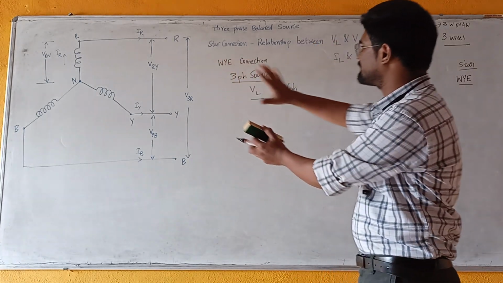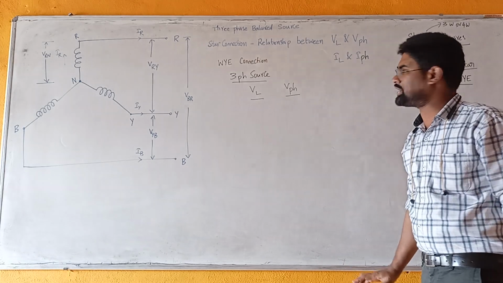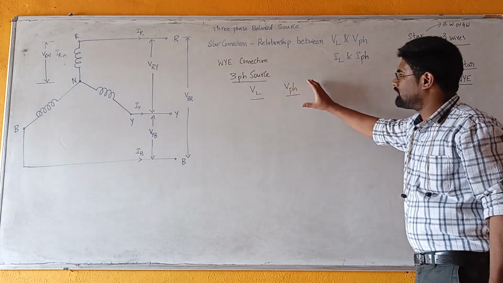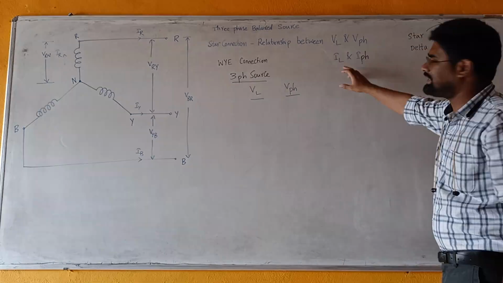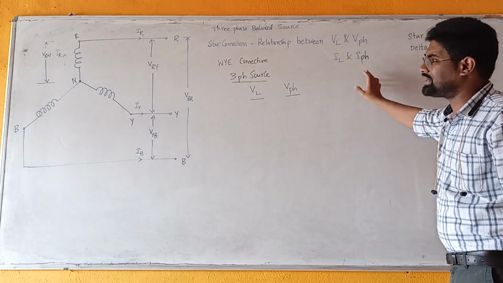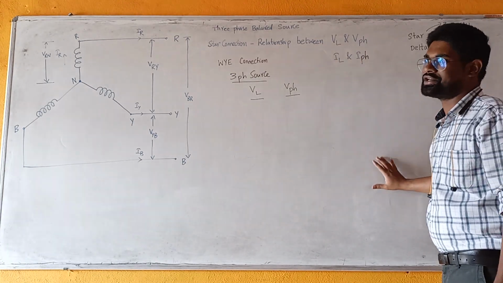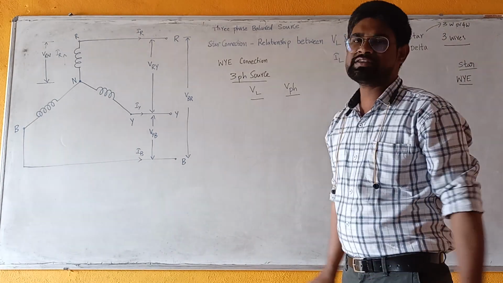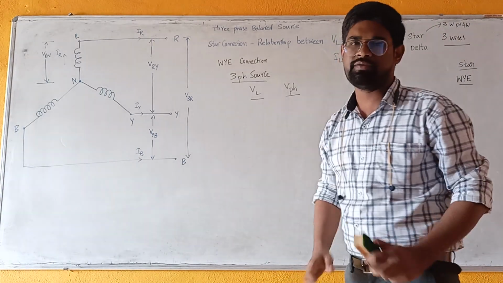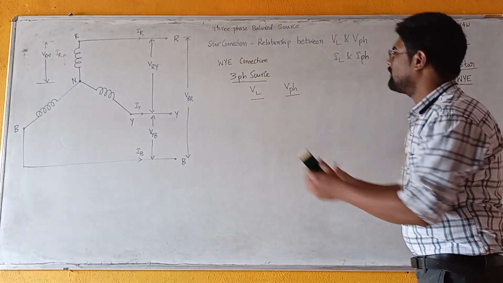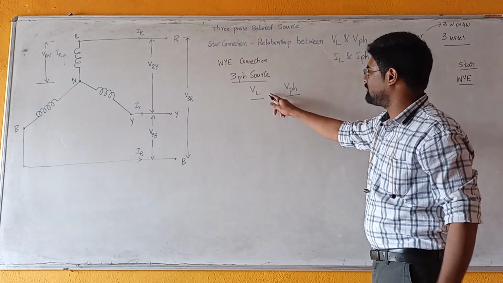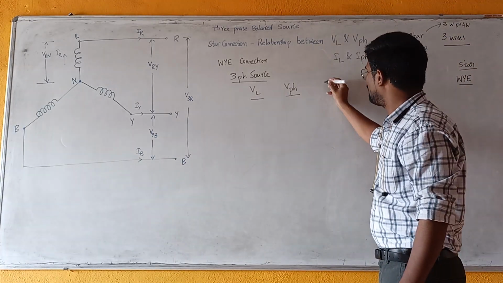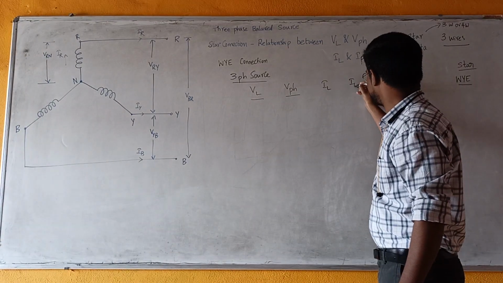We will discuss what is star type of connection, what is line voltage, what is phase voltage, what is line current, and what is phase current, and at the end of this session we will be very clear that three-phase alternators are of star type of connection. So first, let us define what is line voltage, phase voltage, line current, and phase current.